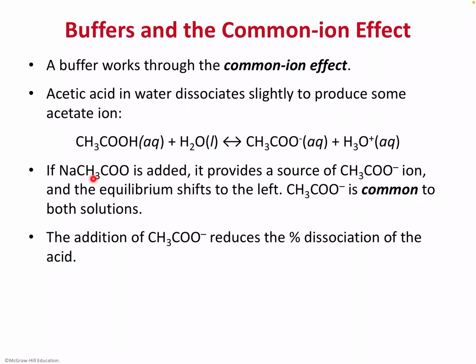If sodium acetate is added, it provides a source of acetate ion. Now we are not going to depend on this acetate ion coming from the dissociation of acetic acid. You add sodium acetate, so that provides a source of acetate ion, and the equilibrium shifts to the left. Right? So when you add acetate ion, what's going to happen? Acetate ion with hydronium ion make acetic acid. So the equilibrium shifts to the left.